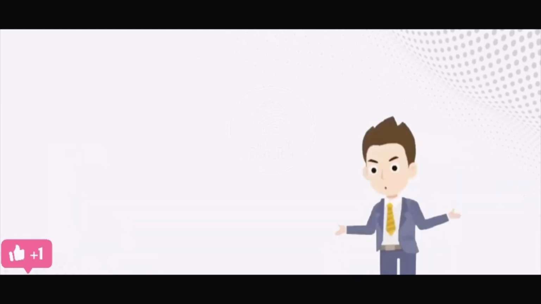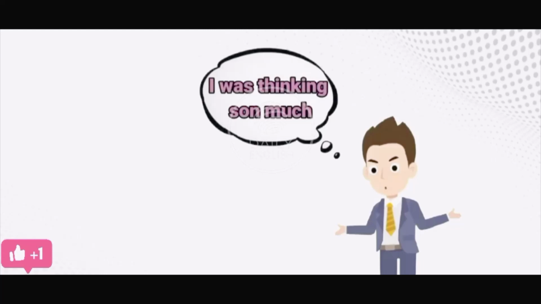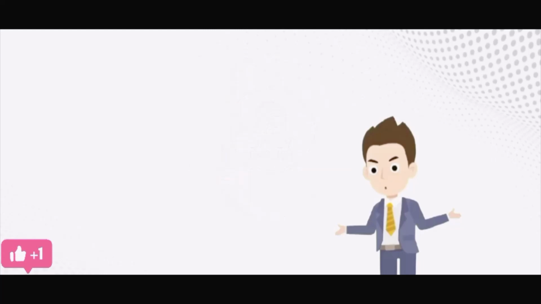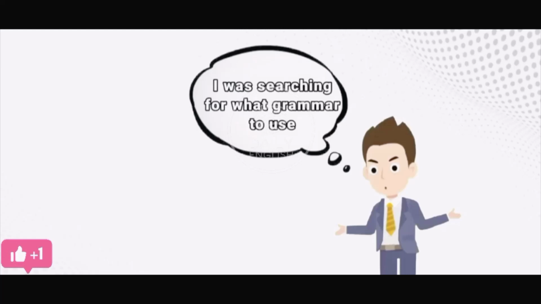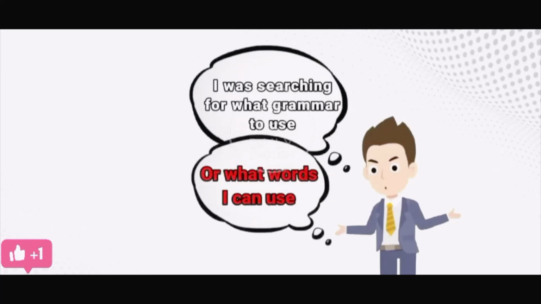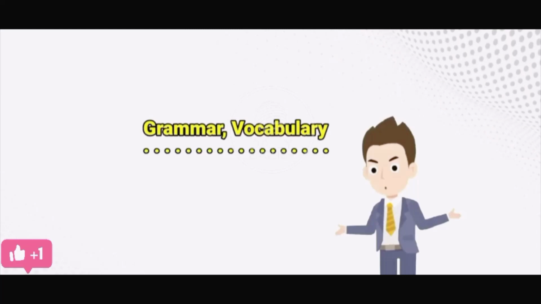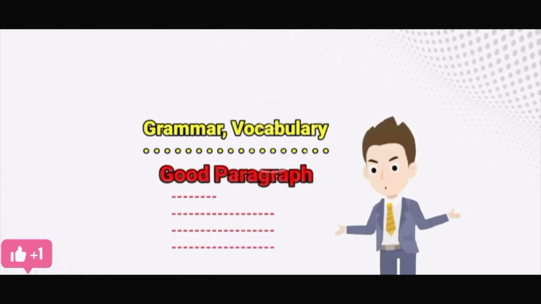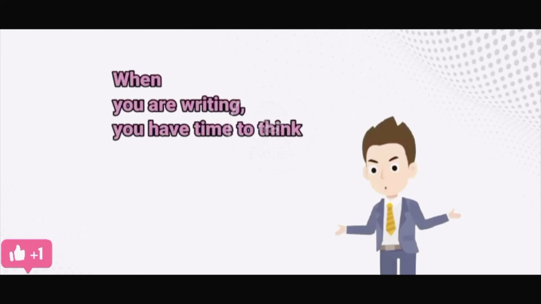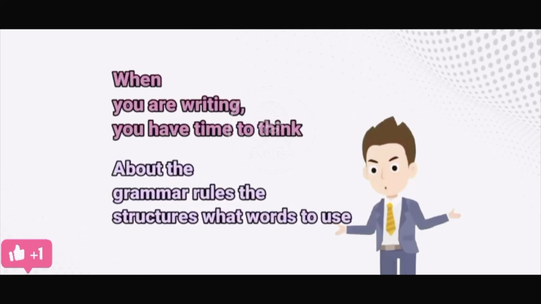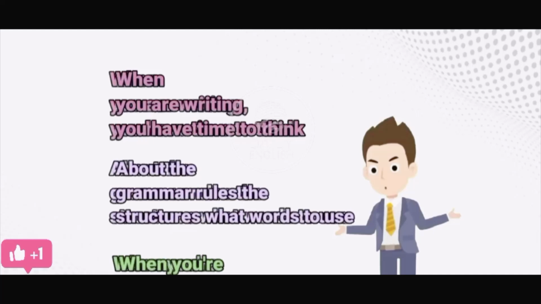I couldn't speak English, but why? Because I was thinking so much and I was focusing a lot on grammar. I was searching for what grammar to use or what words I can use, and that's why I couldn't speak with her. When we speak, we don't have time to think. As an English learner, you have spent a lot of time learning about grammar, vocabulary, and of course, you will spend a lot of time learning those. You might be able to write a very good paragraph, but if you want to speak, you can't. And the reason is because when you are writing, you have time to think about the grammar rules, the structures, what words to use. But when you're speaking, there is no such time. The other person is waiting for an answer.